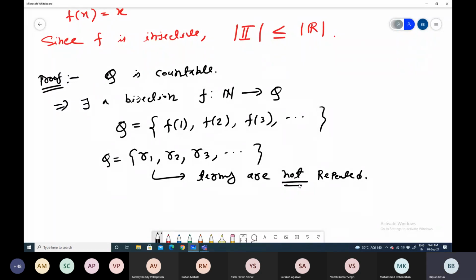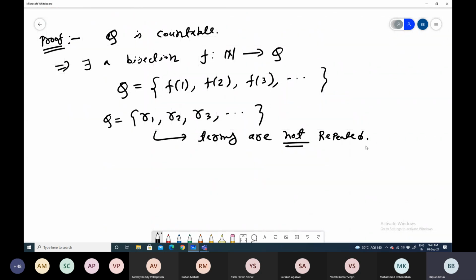Right? Since it is a bijection, that means Q can be listed as a sequence. So this is an existence proof. So this exists. Now what can we do? Now see, if we remove Q, what is R minus Q? That is the irrational numbers.